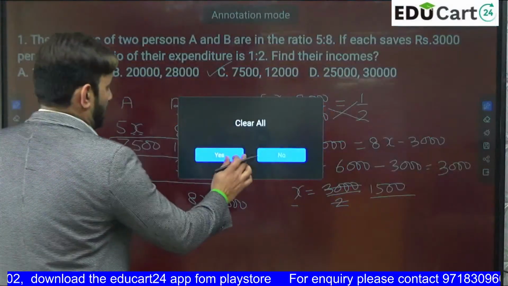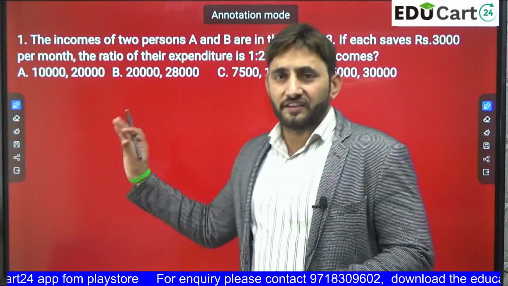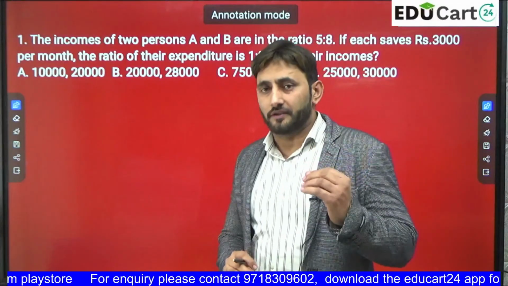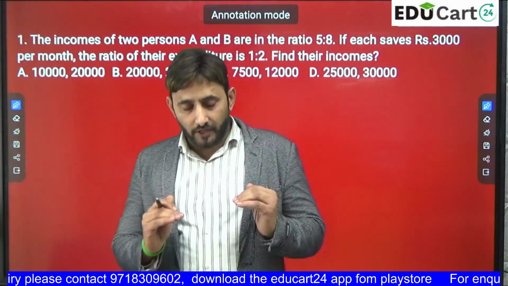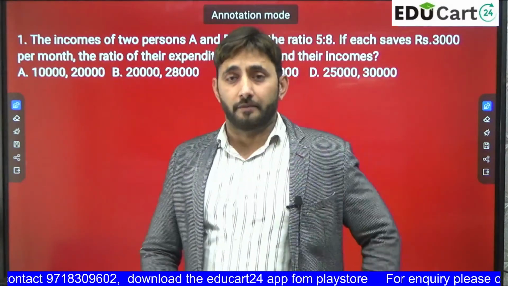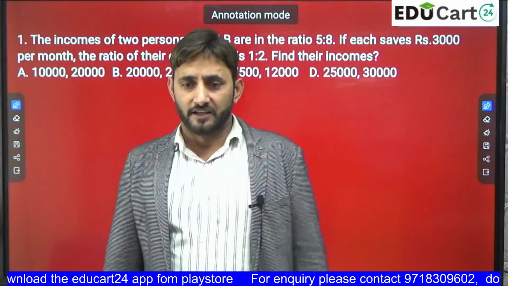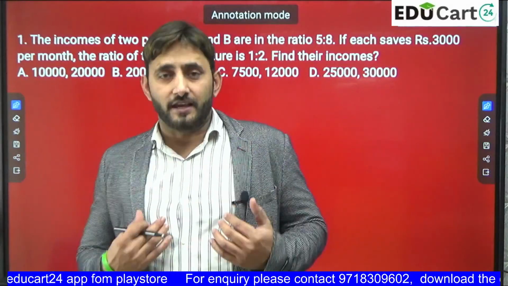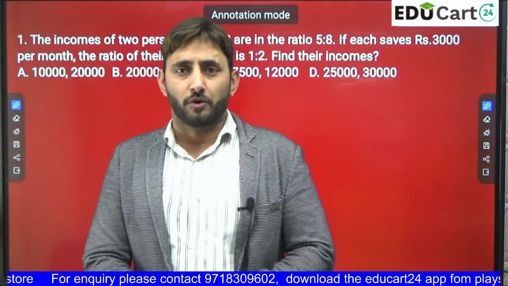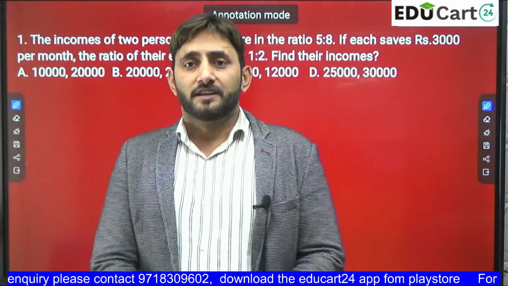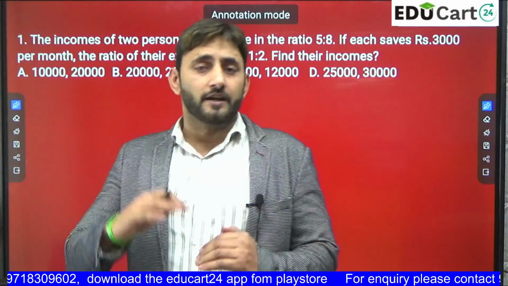Now I will give you another method for this question. My dear, in UPSC, whenever they have asked a question like this, they have given equal savings. Savings are equal. So can I say if the savings of two people are equal, whatever is the difference of the income, the same will be the difference of the expenditure also. If my income is 2,000 more than yours, but our savings are equal, it means I am spending 2,000 rupees extra.